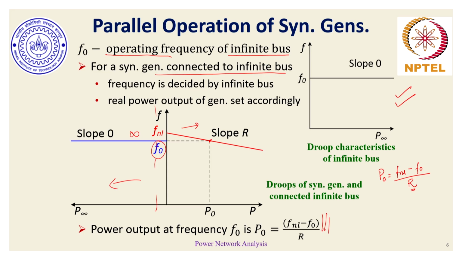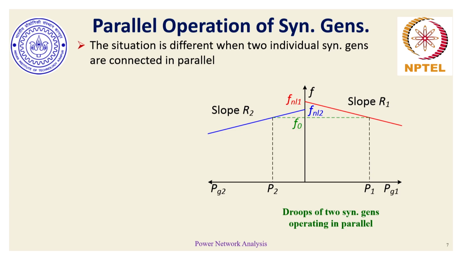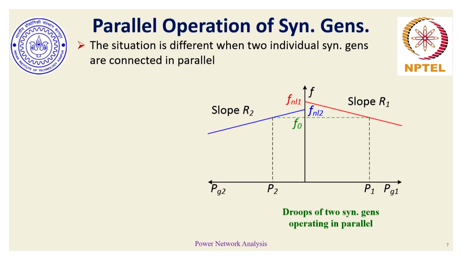Now this is so far the simple case where we have one generator connected in parallel to an infinite bus. Things become a little more interesting, or a little complicated, when we understand the operation of two generators operating in parallel. If we understand how two generators operate in parallel, we can also extend this discussion to understand the parallel operation of multiple generators. So what I have considered in this particular case is two individual synchronous generators connected in parallel, and for the time being we don't have the infinite bus into consideration, and based on the load which these two generators are satisfying together.